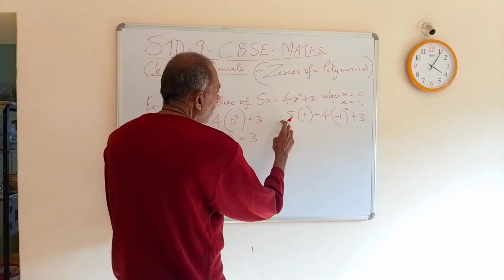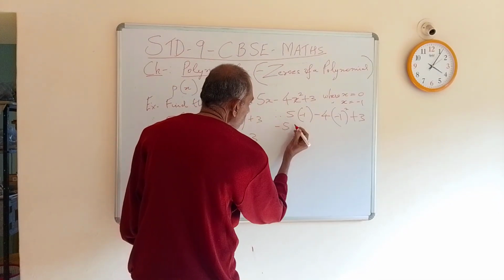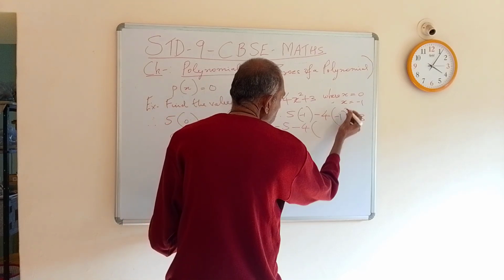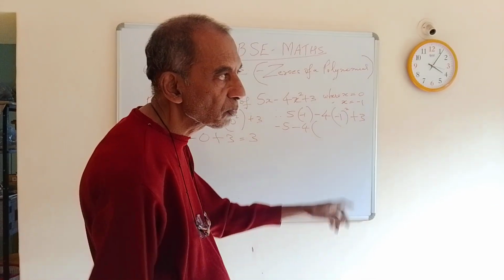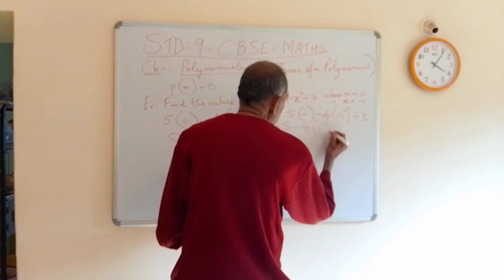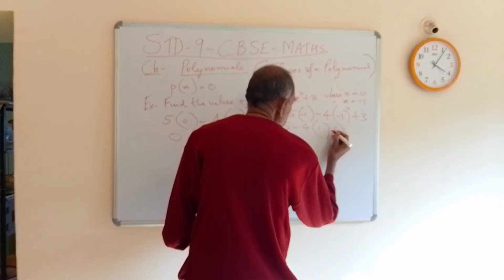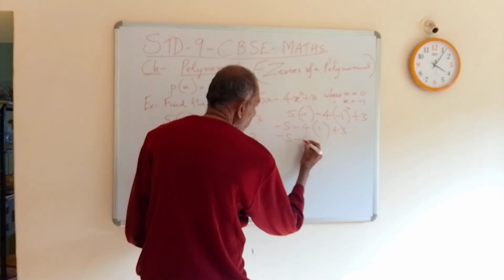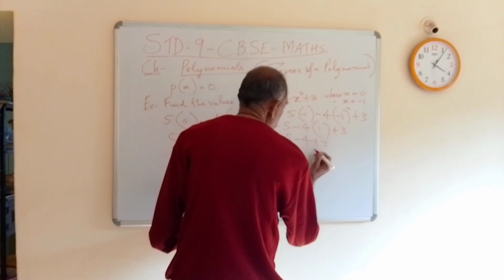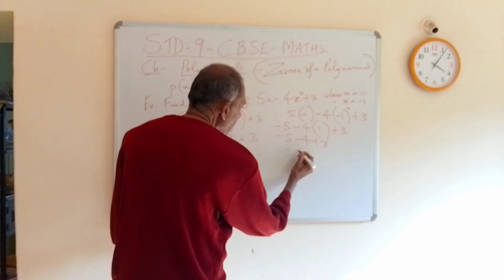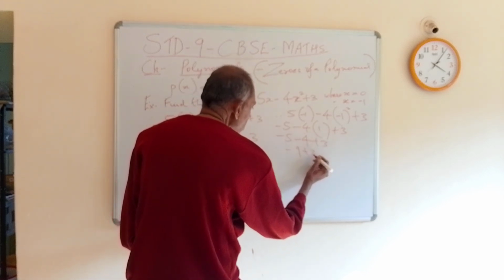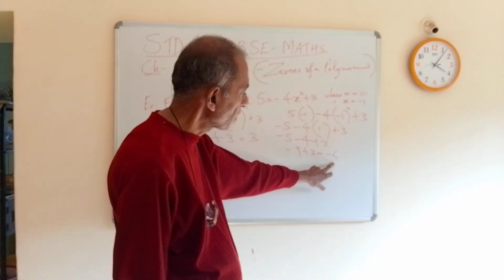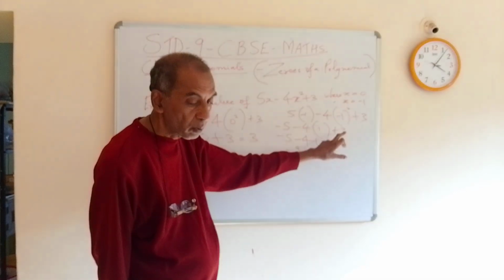Again 5 into minus 1 will give us minus 5. Then minus 4 into minus 1 raised to 2. Minus 1 into minus 1 will give us plus 1. So 4 into 1 and plus 3. So again minus 5, minus into plus again will be minus, 4 into 1 will be 4, plus 3. Minus 5 minus 4 will give us minus 9 plus 3. So here we will get the answer of this expression as minus 6 when we take the value of x to be minus 1.